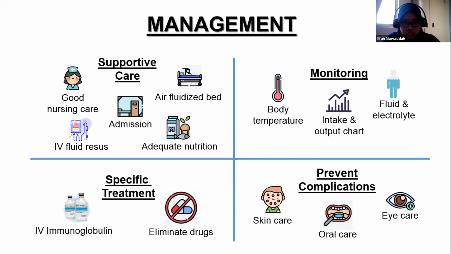And last one, to prevent complications, it is important to treat infection with appropriate antibiotics and dress properly for skin care. For eye care, the patient needs frequent eye assessment and use of antibiotic or antiseptic eye drops 2 hourly. And for oral care, we need to maintain good oral hygiene.